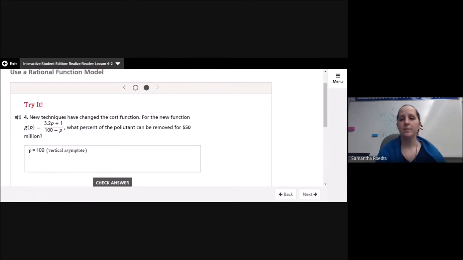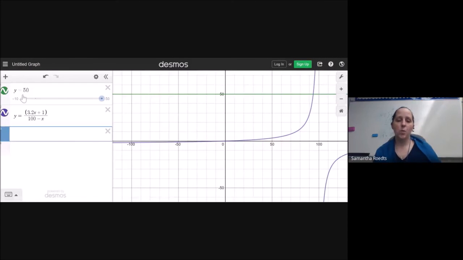50, and then 3.2p plus 1 over 100 minus p. Okay, so I graphed these, y equals 50 and y equals 3.2x plus 1 over 100 minus x. So again, I just changed the variables of p to x and g of p to y, just so that they would graph a little bit easier in Desmos.